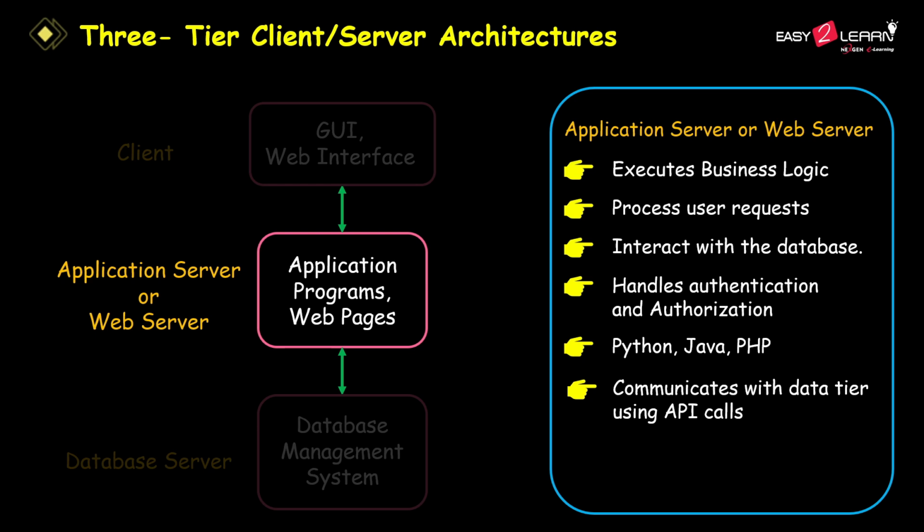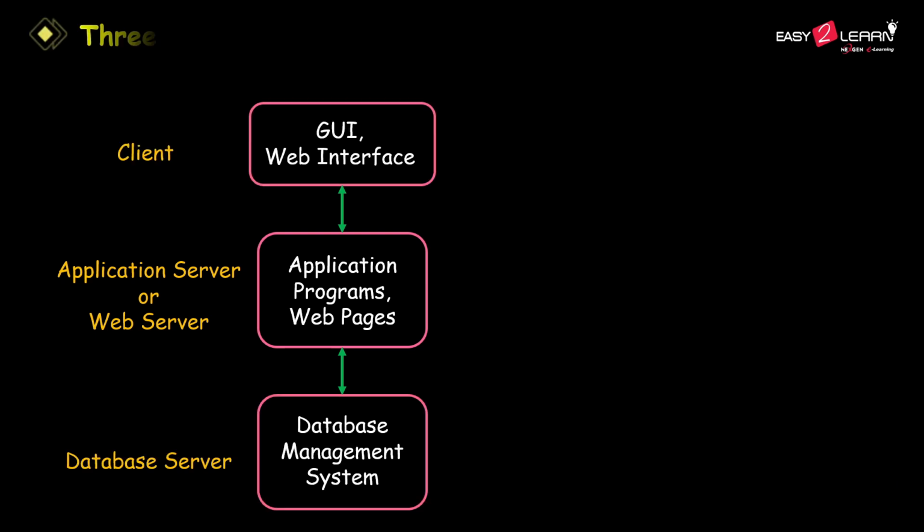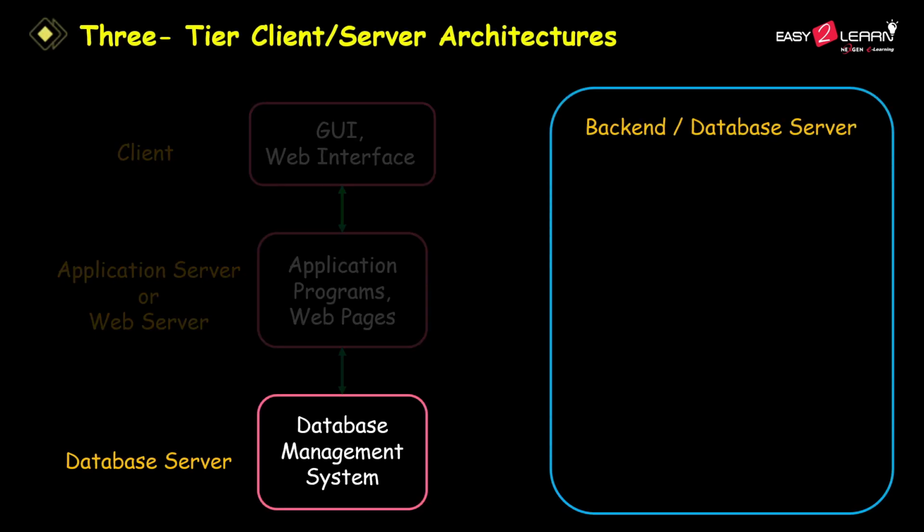The application tier does not store data permanently. Instead, it retrieves and updates the information from the database tier. Next, we have the database tier. The last one is the database tier, also known as the backend, where data is stored, managed, and retrieved.